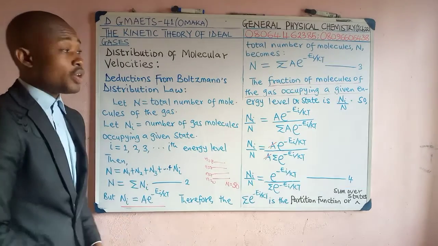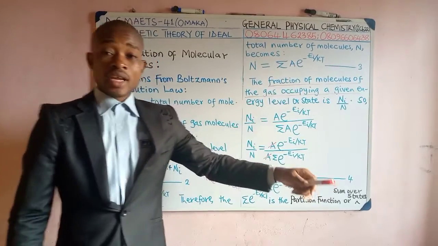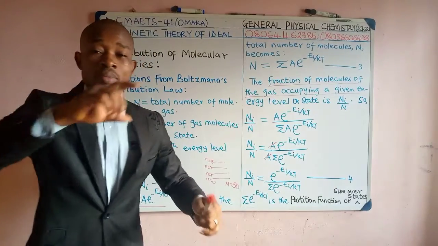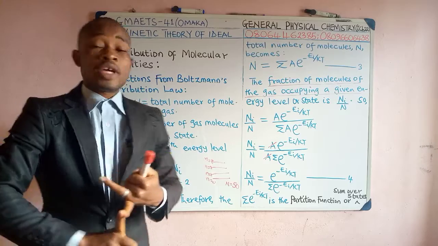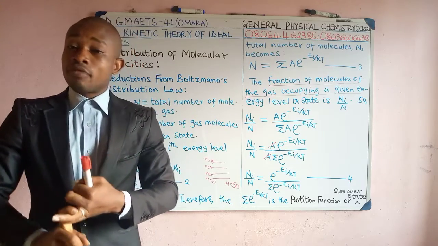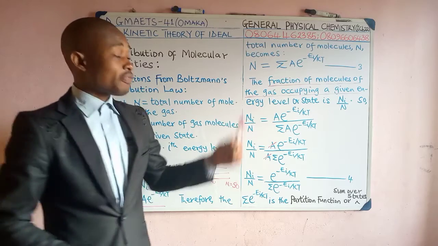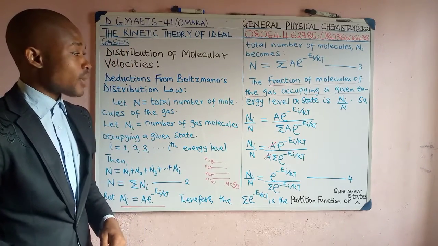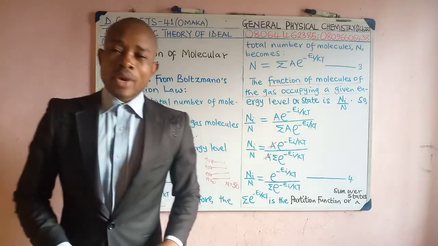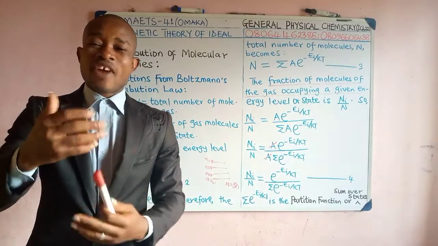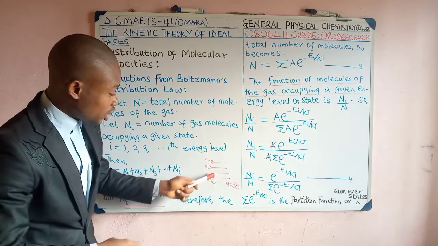Fix it up for Ni here, and then you get equation what? Equation 3. This equation 3 gives us the total number of molecules in terms of the pre-exponential factor, the energy value of that state, and the gas absolute temperature, as well as, of course, Boltzmann's constant. At this point, we now want to define the fraction of molecules occupying each of these states.